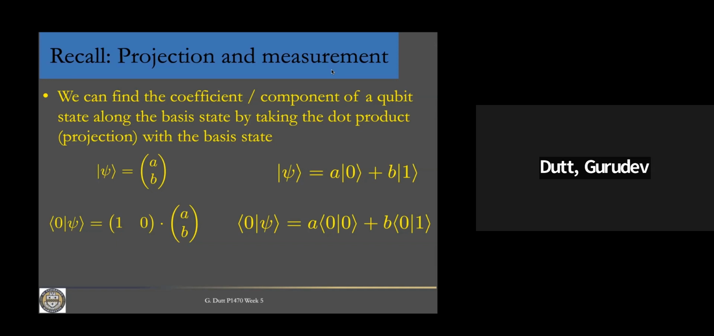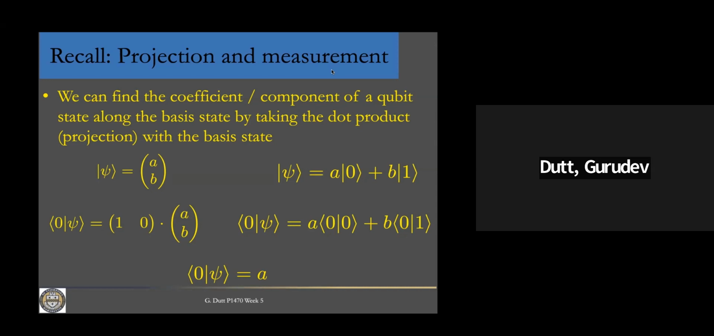I wrote it on both sides here. One is just the algebraic expression: we take that bra vector and move it through the expression, so I get A times this plus B times that. And on the left-hand side, I'm showing you what it looks like in matrix or vector notation. When you calculate using the rules of matrix multiplication, you get A on the left-hand side and of course A on the right-hand side, because the product of 0 with 0 is 1, and the product of 0 with 1 is 0.